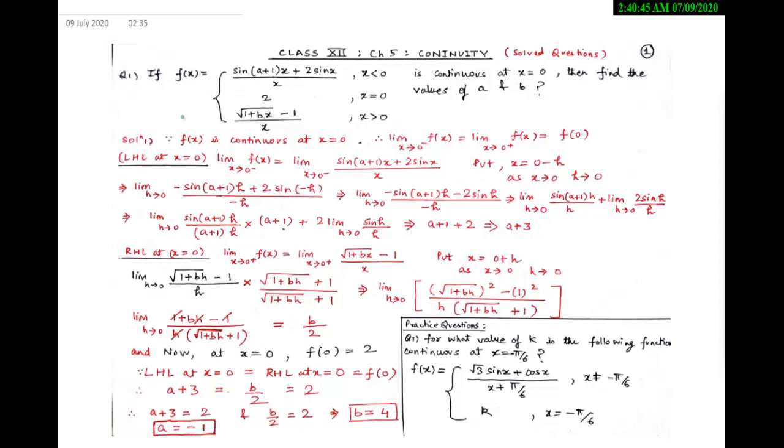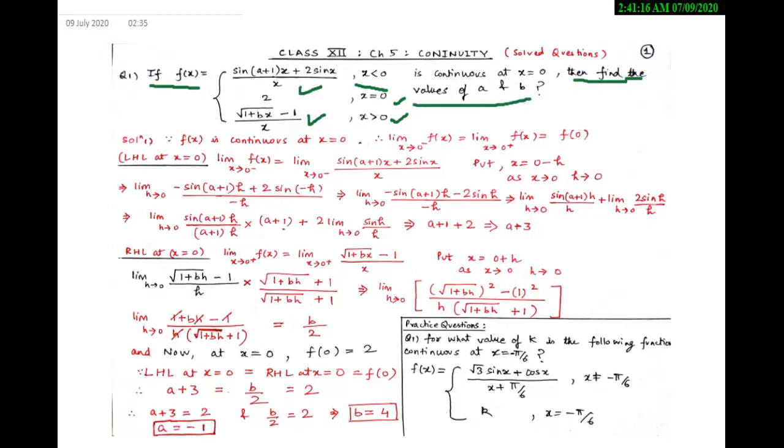Students, today in this video, we'll do some more questions based on continuity. So, our first question for today is: if f(x) is equal to sin((a+1)x) + 2 sin x upon x if x is less than 0, 2 if x is equal to 0, and (square root of (1 + bx) - 1) upon x if x is greater than 0, is continuous at x equals 0, then find the value of a and b.